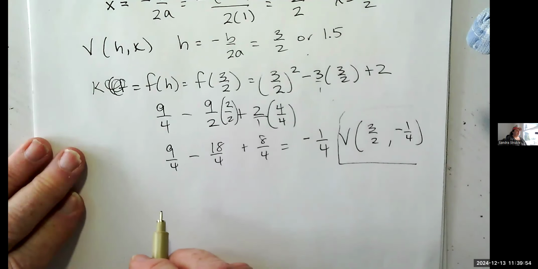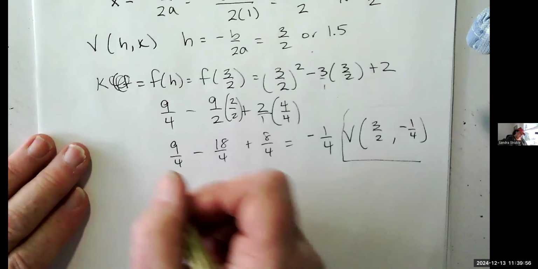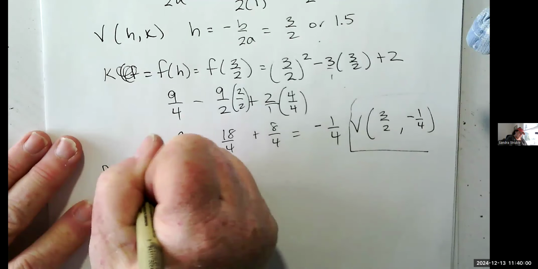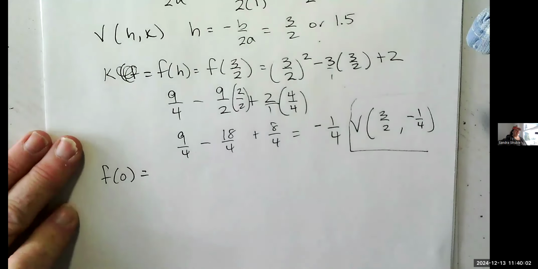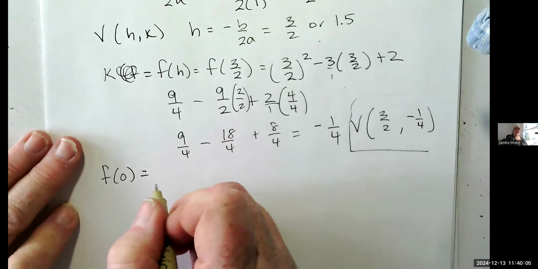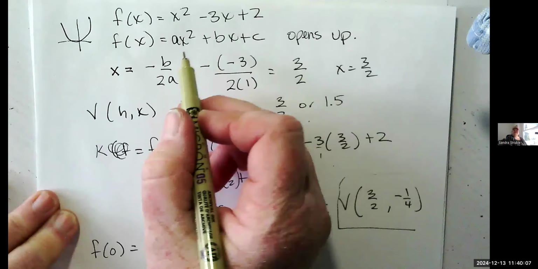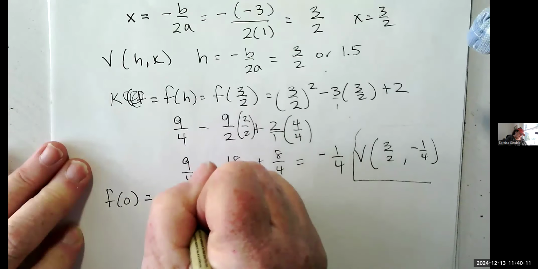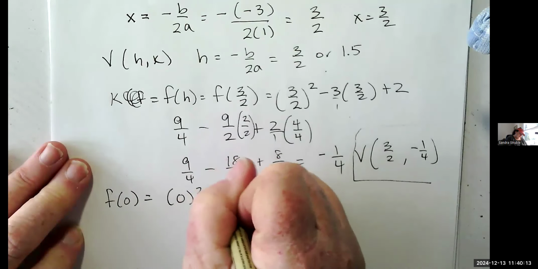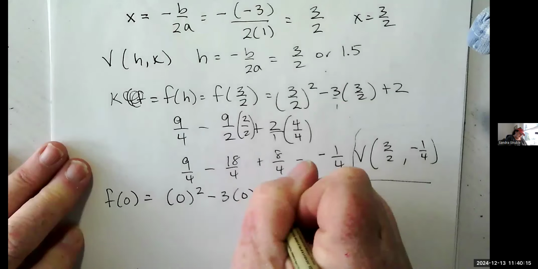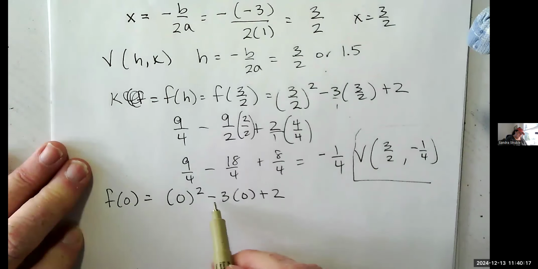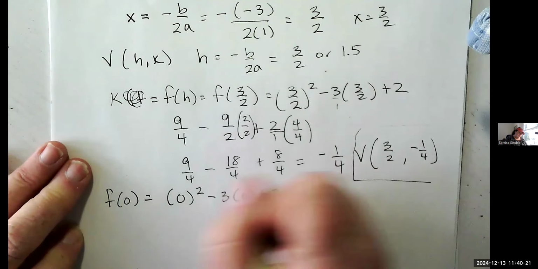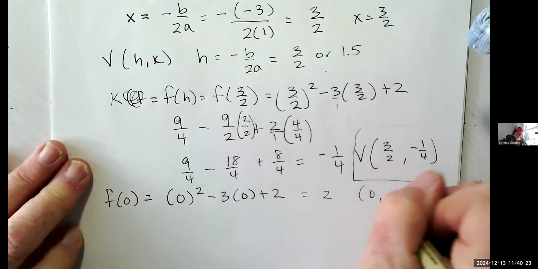Next one is y-intercept. And the y-intercept is just letting, when x is 0, what is y? All right, so we're going to take the original function up here, x squared minus 3x plus 2, and I'm going to plug in 0 everywhere there is an x. 0 squared is 0, 3 times 0 is 0, plus 2, which is 2. So the y-intercept is 0, 2.